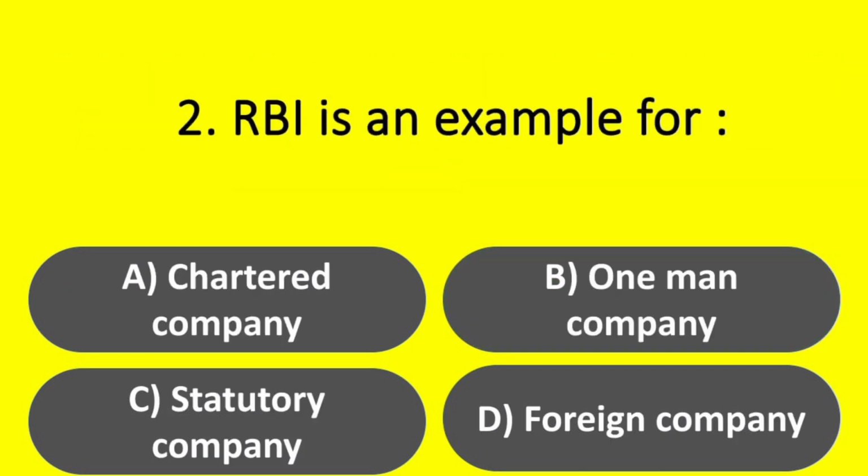RBI is an example for: option A, chartered company; option B, one-man company; option C, statutory company; option D, foreign company. Answer: option C, statutory company.